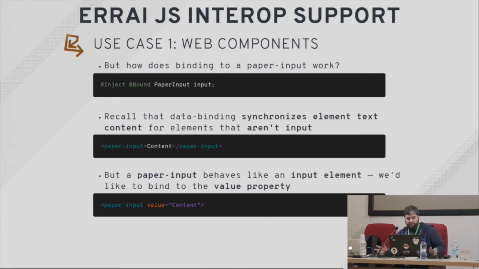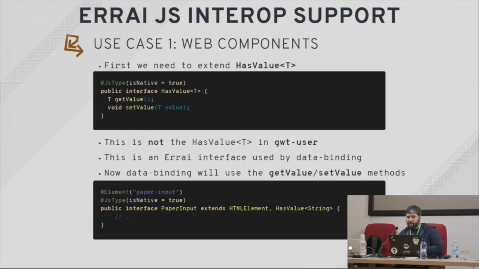So that brings us to, how do you declare a different way to determine what the value of this element is? Errai provides a native JS type interface called HasValue that's analogous to the HasValue for GWT widget types. This is an interface that you can extend on your element wrappers to declare different ways of data binding. When you extend HasValue, like in this modified paper input definition at the bottom, Errai will use the getValue and setValue methods on your wrapper to do binding with that element.